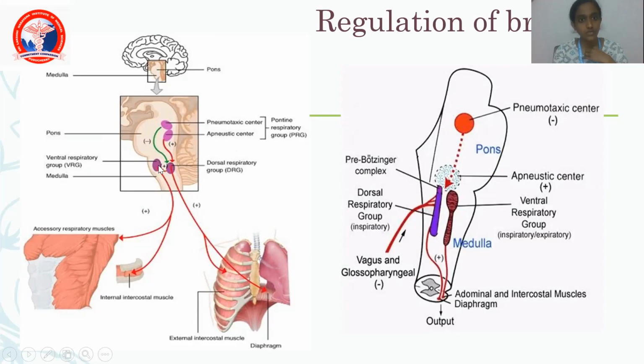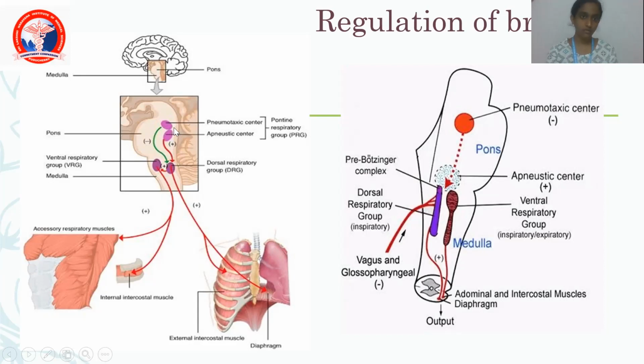Whereas the ventral respiratory group of neurons has its major efference to the accessory respiratory muscles and the internal intercostal muscles. So both these will control expiration. So whenever VRG is stimulated, expiration will start. So what is the function of the centers in the pons?